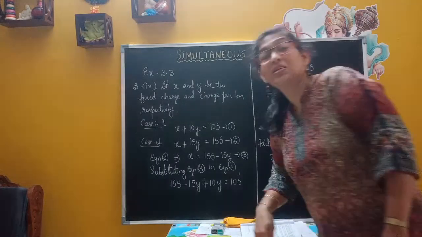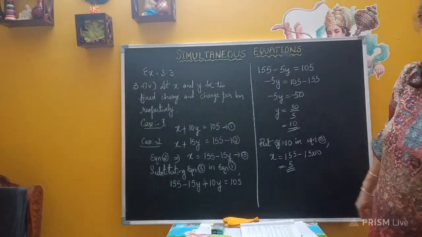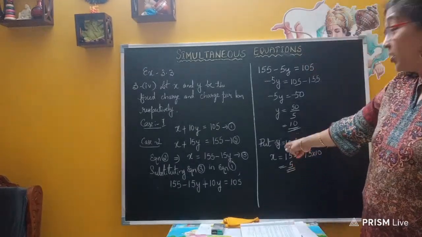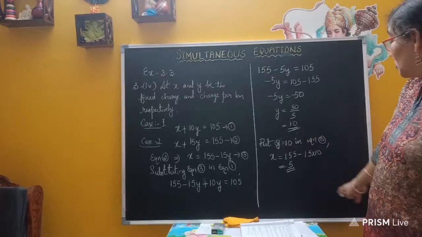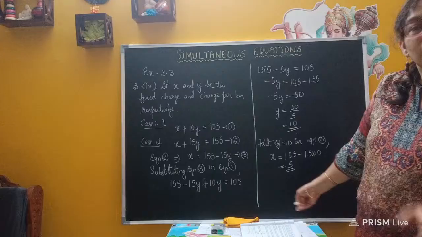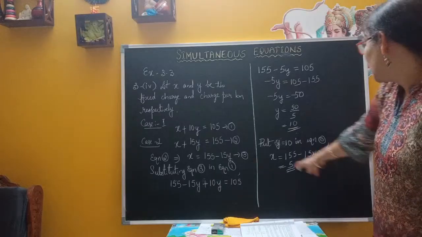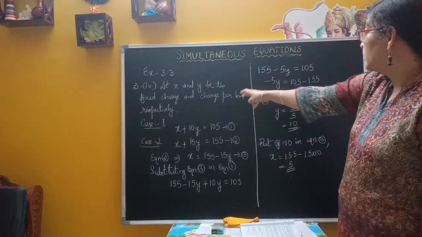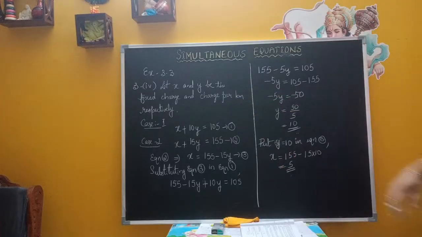So fixed charge is 5 rupees. I think once upon a time in our state it was like that. But here this is for a taxi. The textbook was made in some old time, so the same charges still remain in the problems. So it is equal to 5 rupees. Fixed charge is 5 rupees and charge per kilometer is 10 rupees.